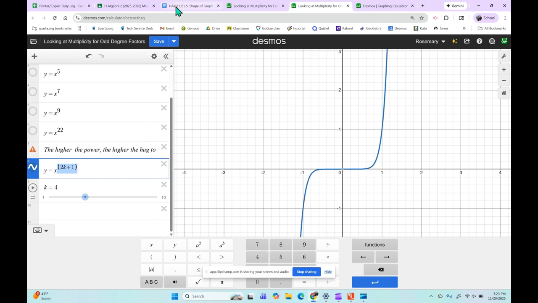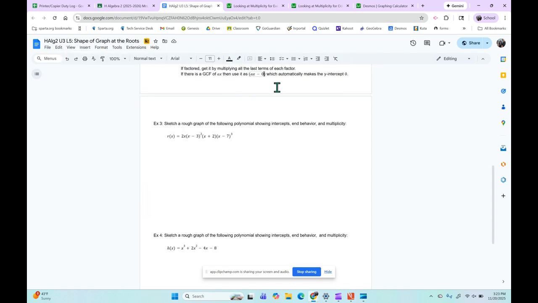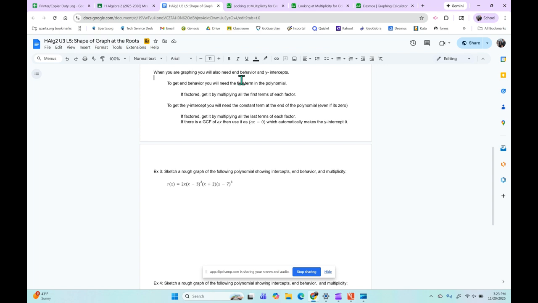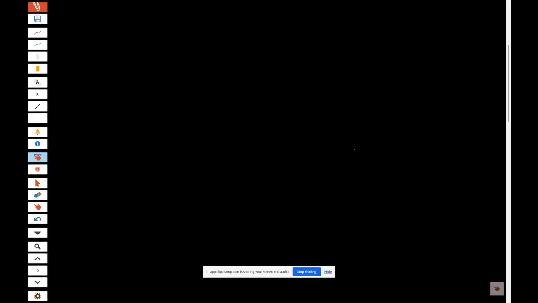So we've seen our multiplicity, and now we're going to practice graphing with some multiplicity and some end behavior. Don't forget your end behavior. You'll need the first term of the polynomial. If the polynomial is factored, as in this one, you're going to have to come up with the first term. Let me show you what I mean. We can go back to the notes for a little bit.